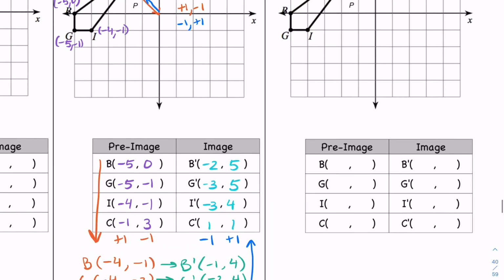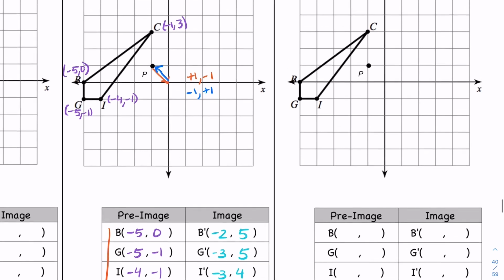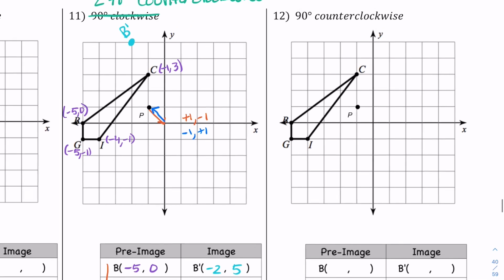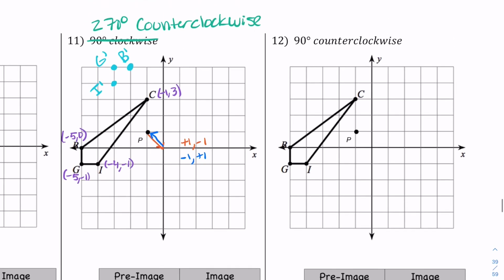And now I go to graph it. So B is at negative 2. Let's see, what did I do? I did it in light blue. Okay, negative 2, 5. This is B prime. G prime is at negative 3, 5. I prime is at negative 3, 4. And then C is at 1, 1.